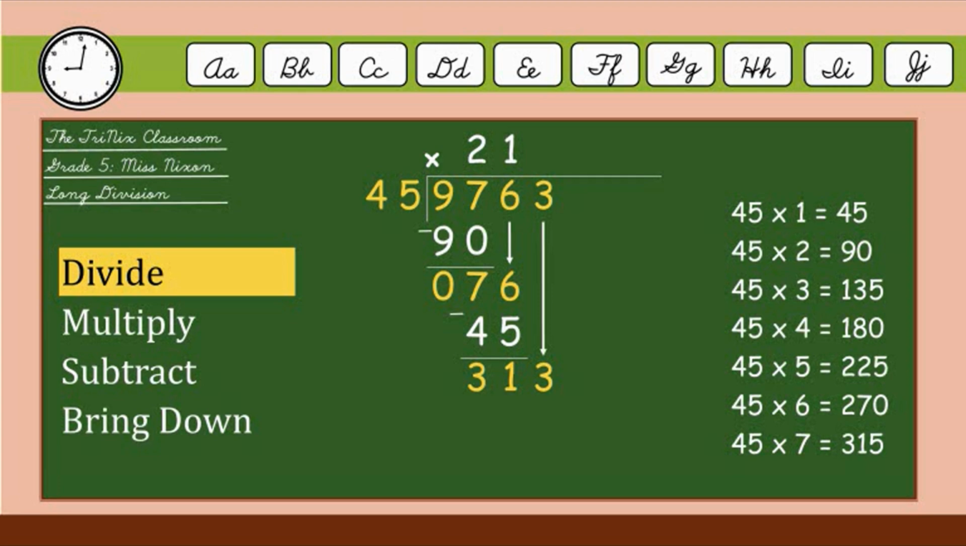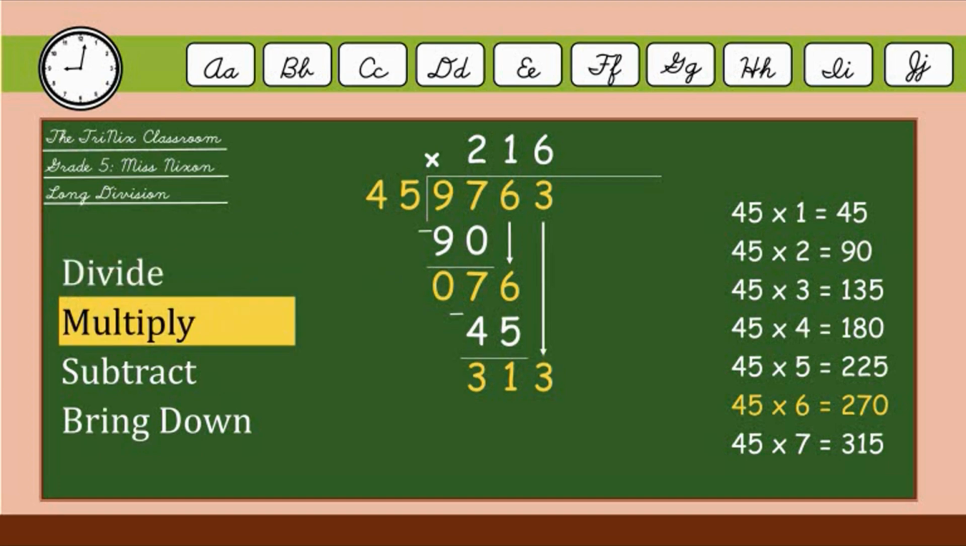Using our 45 times tables, we search for the multiple that comes closest without going over. The closest multiple, which is less than 313, is 270. Because 45 times 6 equals 270, we know that 45 can go into 313 6 times. We place 6 above the line and move on to the next step.